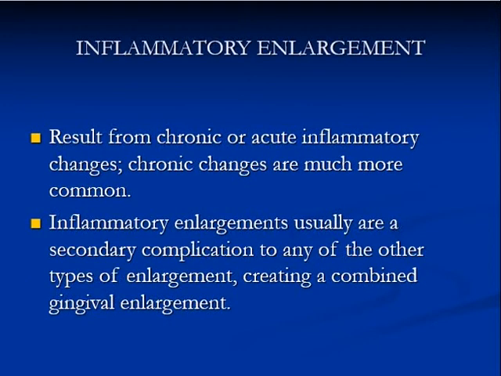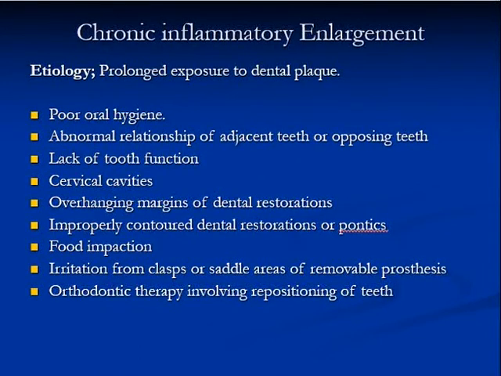First is inflammatory enlargement. It results from chronic or acute inflammatory changes and usually is a secondary complication to any of the other types of enlargement, creating a combined gingival enlargement. First is chronic inflammatory enlargement. The main cause of this type of enlargement is prolonged exposure to dental plaque associated with poor oral hygiene, which is the main causative agent.